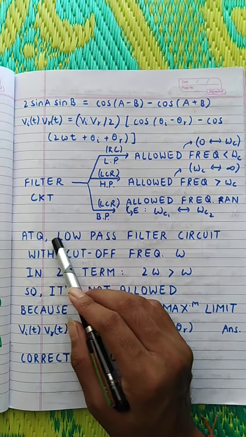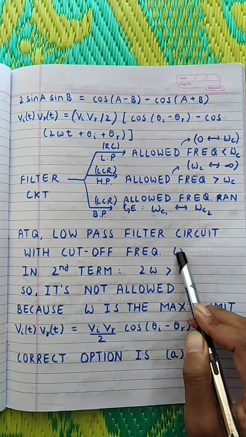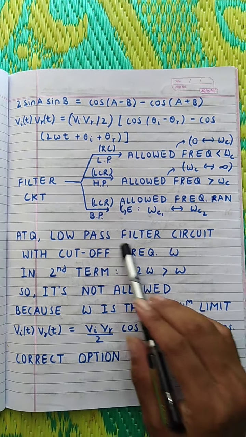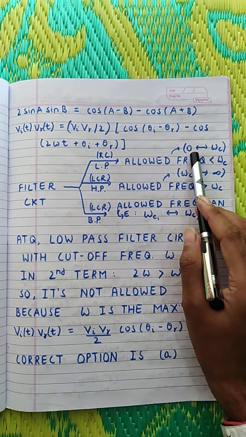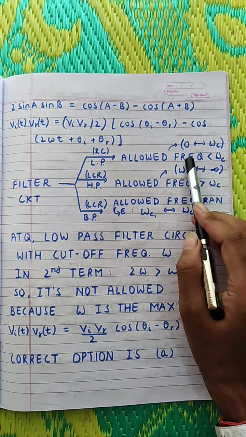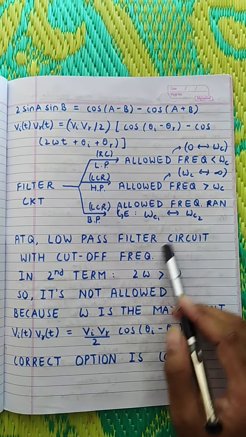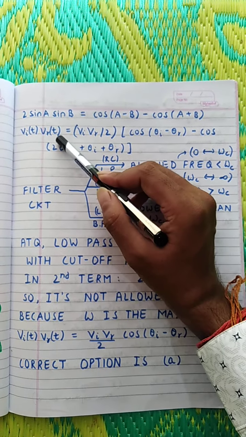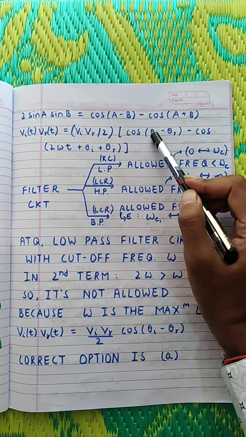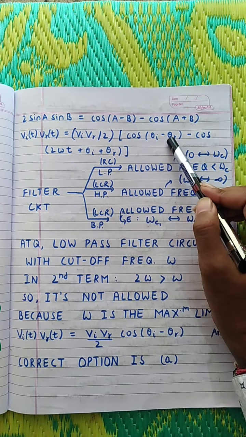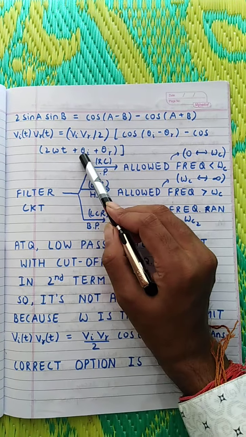According to our question, we have a low pass filter circuit with cutoff frequency omega. Cutoff frequency omega for a low pass filter means that it will allow frequencies lower than omega, from 0 to omega, not greater than omega. Now let us look at this expression and observe it carefully. It involves two terms with cos. In the term cos(theta_i minus theta_r), it is fine, no problem. In the next term, cos(2 omega t plus theta_i plus theta_r).